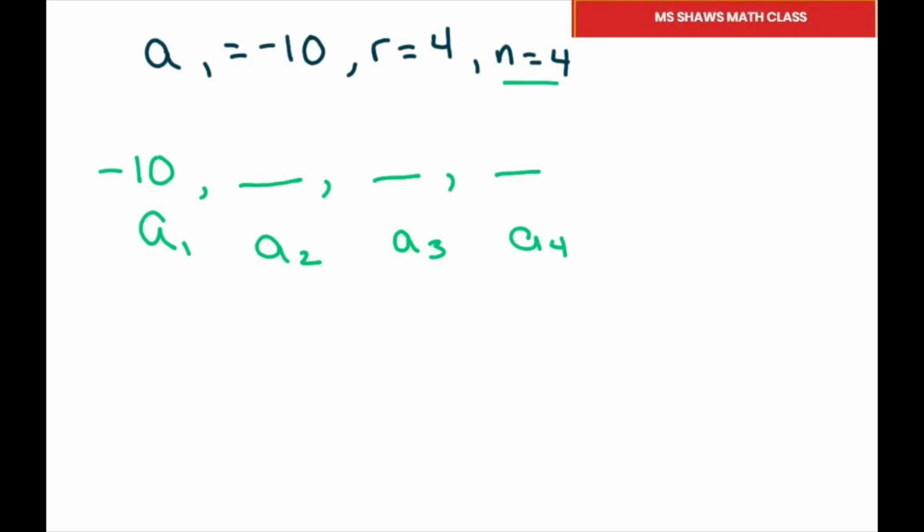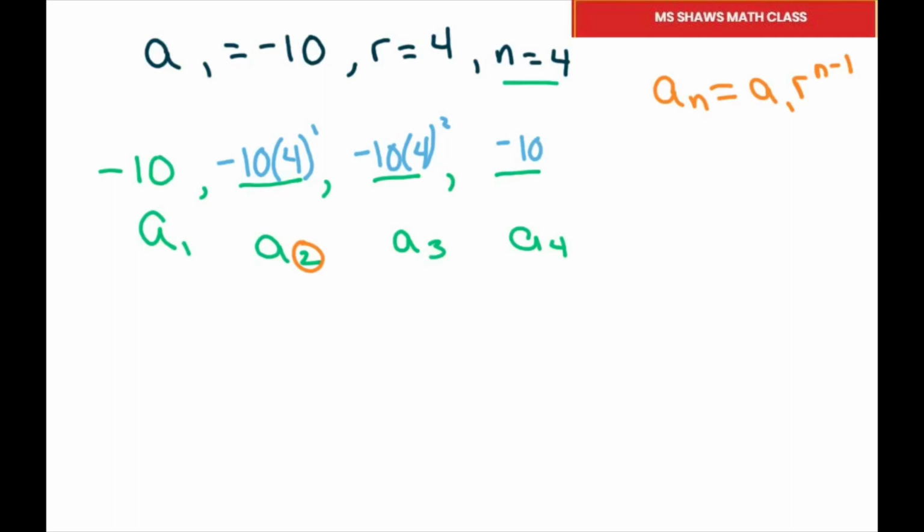So using the formula, we're just going to write our first term. Our formula was a sub n equals our first term times r to the n minus 1, this being your n's. So basically, we're going to do -10 times our r, which is 4, and 2 minus 1 is just to the first power. Alright? And next one's -10 times 4 squared. And the last one would be -10 times 4 cubed.